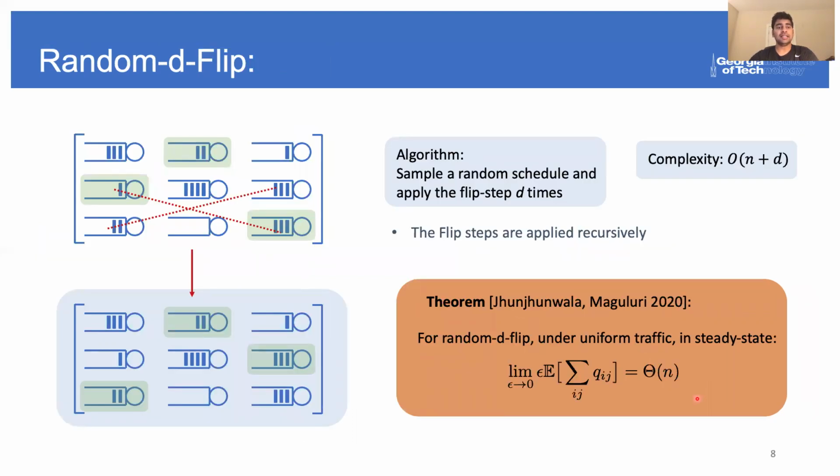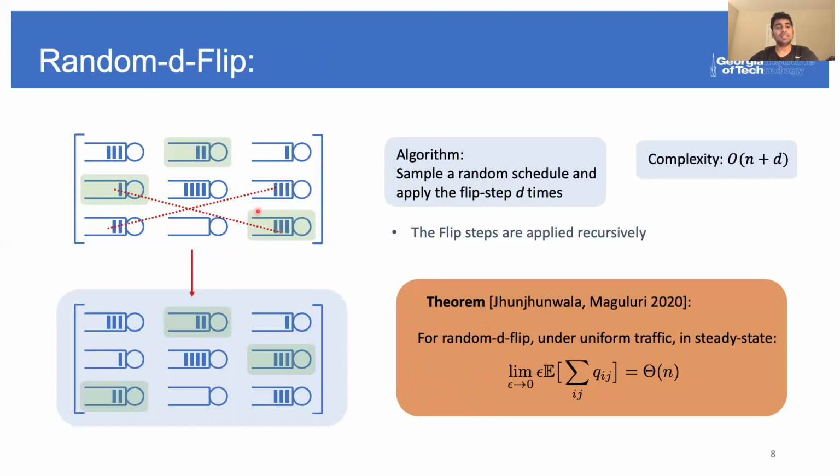Next algorithm we look at is random D flip. Random D flip is one algorithm that is newly presented in this work. Let's first look at what we mean by a flip step. Suppose you have a given schedule like this. Now you choose exactly 2 queues which are being served in this schedule. What you do is you flip the service on those 2 queues. So if you're serving these 2 queues, you start serving these 2 queues. Note that this gives you a valid schedule, which in this example is this one.